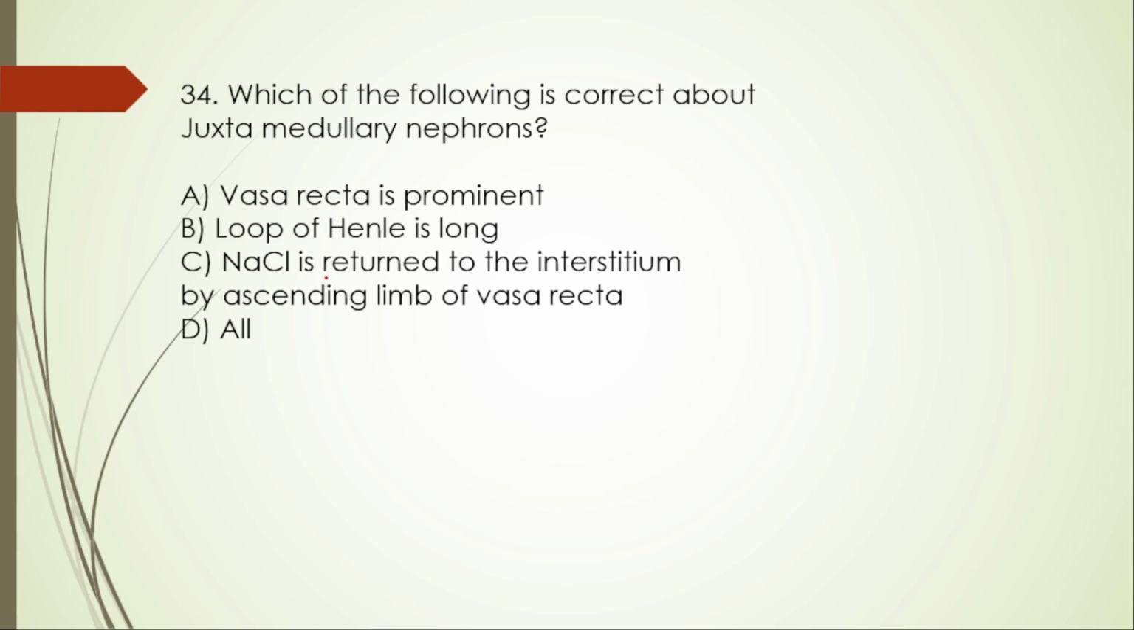34th question. Which of the following is correct about juxtamedullary nephron? A, vasa recta is prominent, right? Loop of Henle is long, right? NaCl is returned to the interstitium, right, by ascending limb of vasa recta. This one is also right. So all of them are right. The right option is option D.